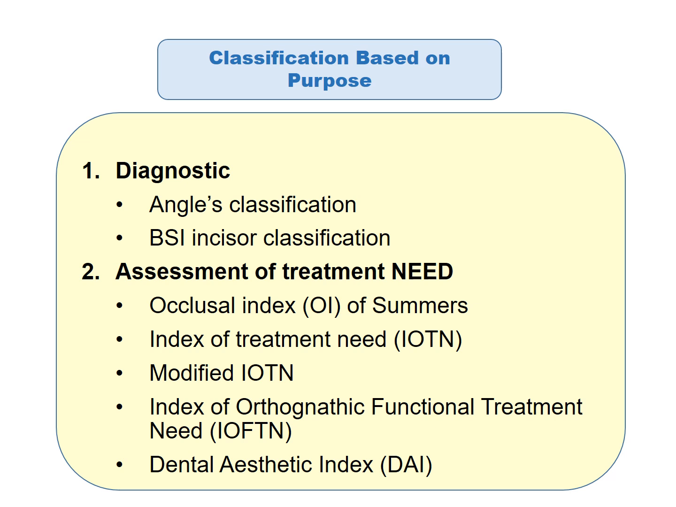Okay, we can also classify indices based on the purpose of their use. The first purpose is diagnostic, and under this comes the Engels classification and the British Standards Institute incisor classification. The second purpose of using an index is to assess the treatment need. Under this, we have the occlusal index of Summers, the index of treatment need, or IOTN, the modified IOTN, the index of orthodontic functional treatment need, or IOFTN, and the dental aesthetic index, or DAI.